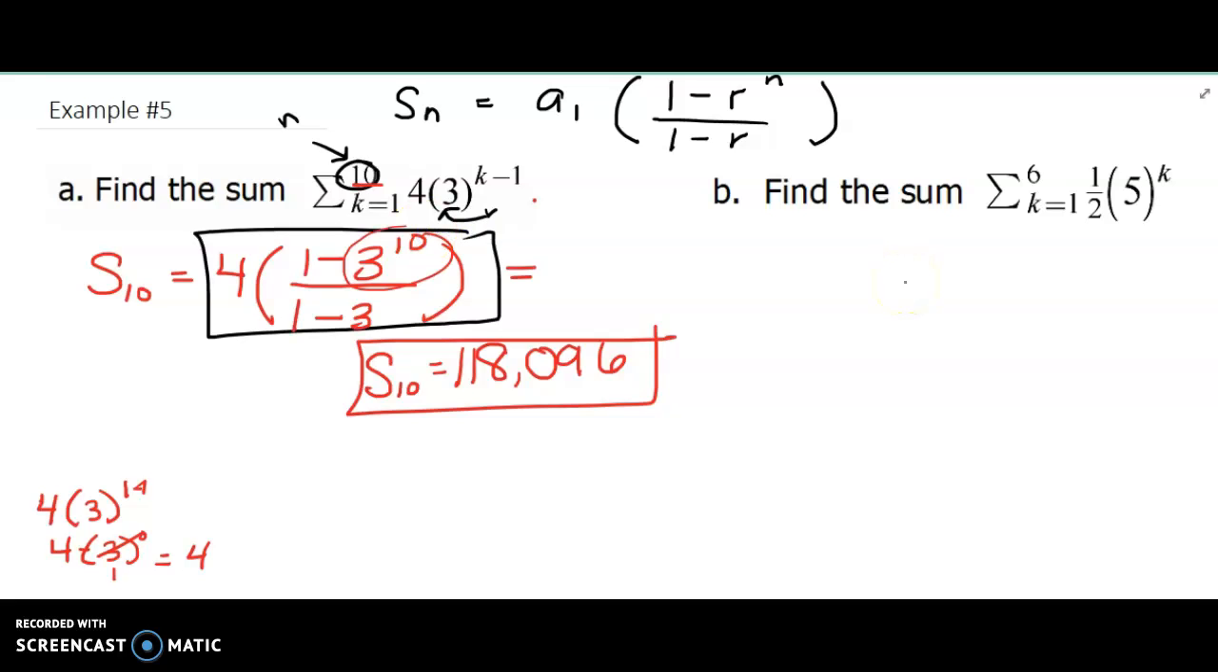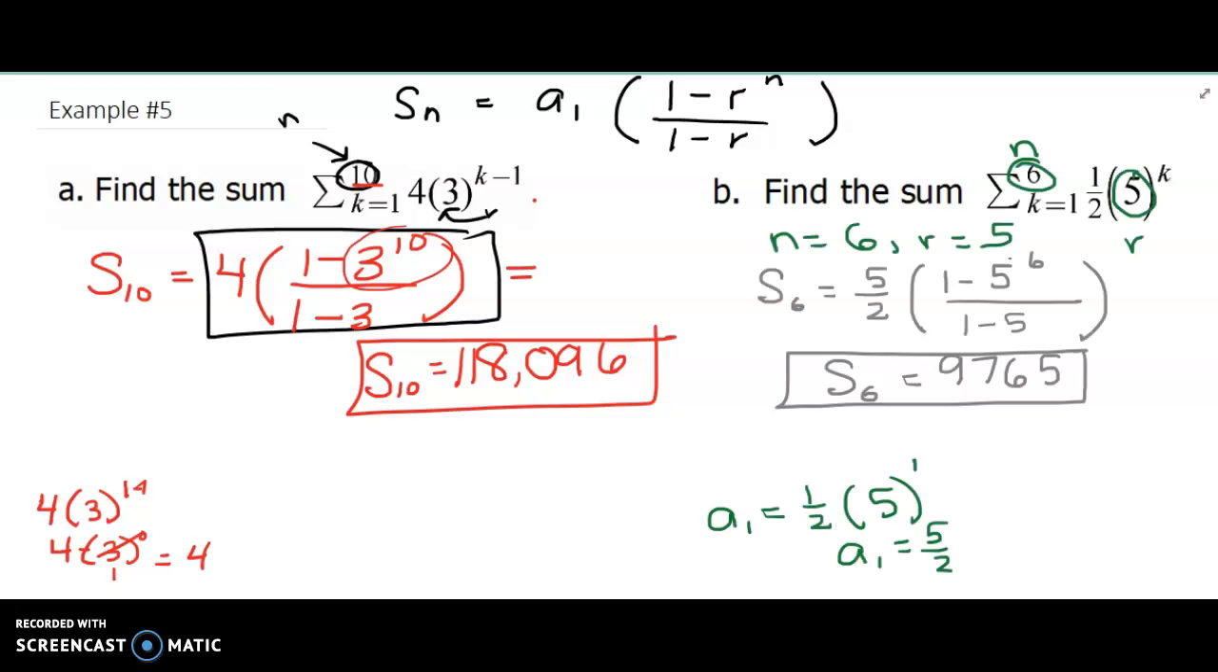All right, really quickly, I want you to go ahead and pause this. Try B on your own. It shouldn't be too bad. It's just plugging it into the formula, and then we'll go over the correct answer. All right, so this is what you should have gotten for part B.